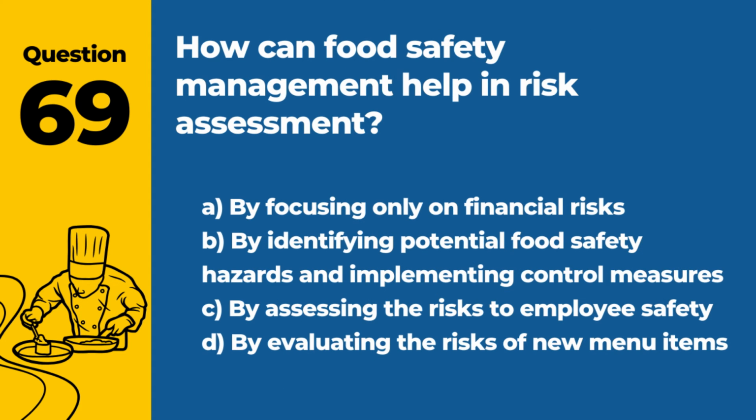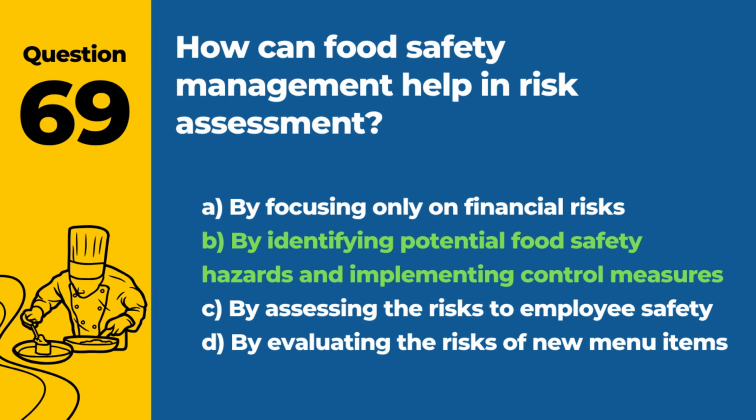Question 69. How can food safety management help in risk assessment? A. By focusing only on financial risks. B. By identifying potential food safety hazards and implementing control measures. C. By assessing the risks to employee safety. D. By evaluating the risks of new menu items.